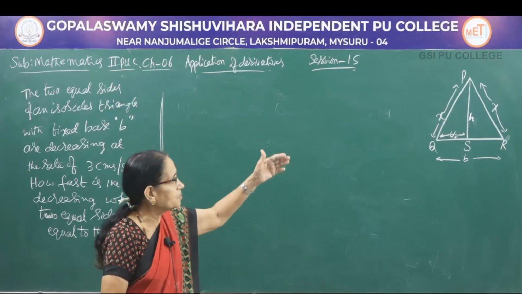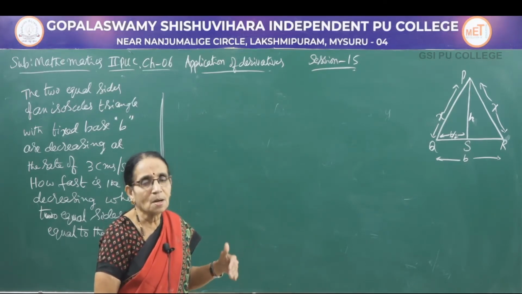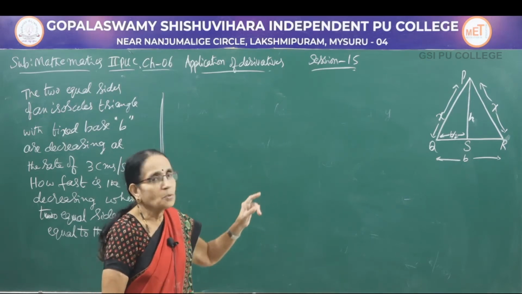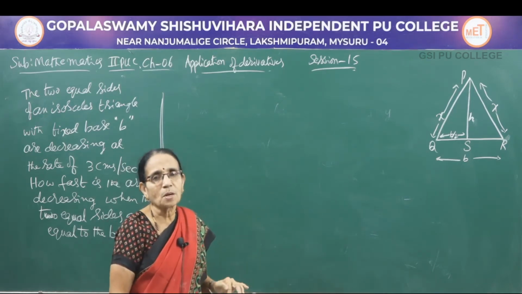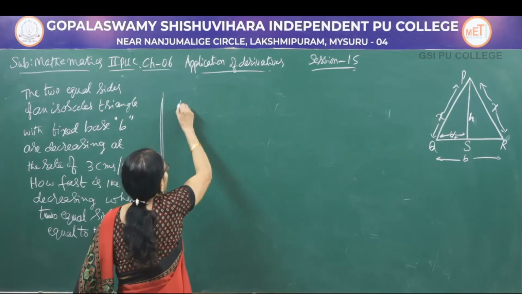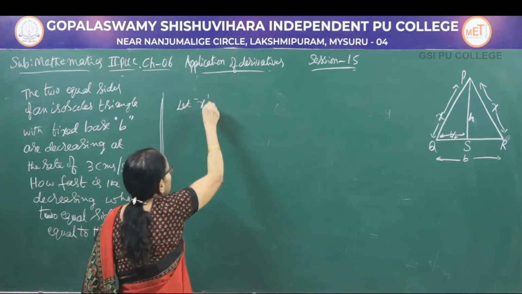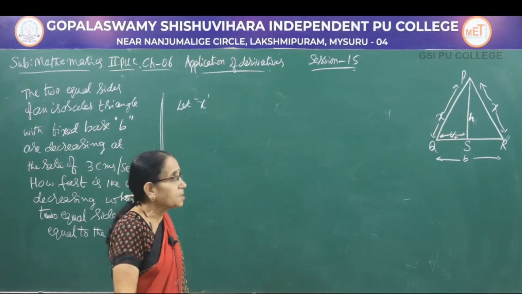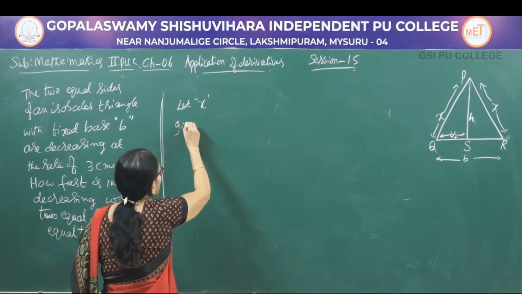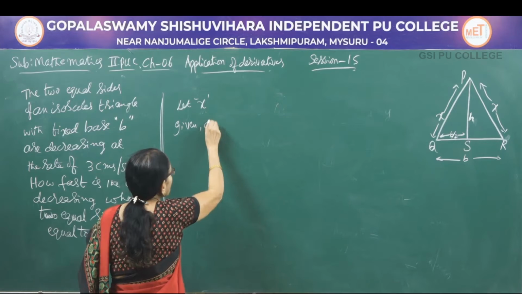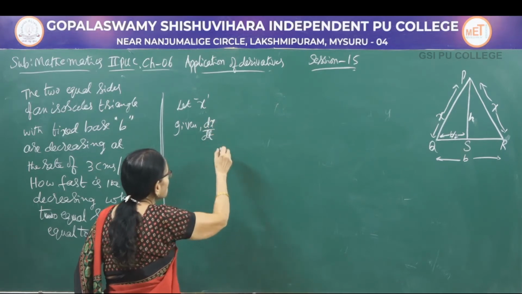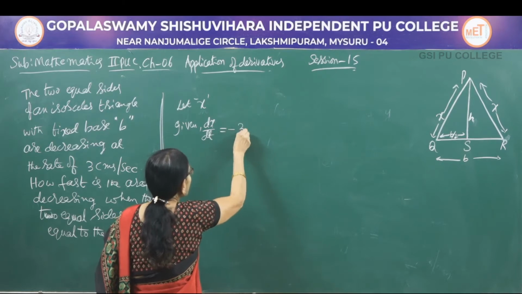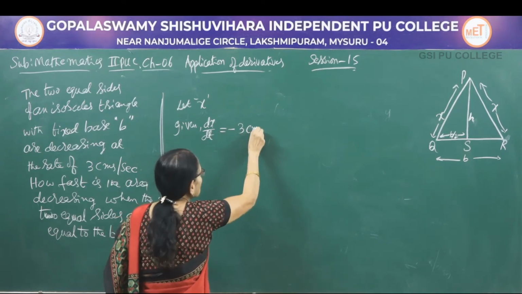So, when the length of both the equal sides is decreasing, naturally the area would be decreasing. At what rate you have to find out. Here I have denoted the equal sides to be equal to x. So, let x be equal to PQ equal to PR. Now, what is given here? It is given dx by dt, the rate of change, decreasing at the rate of, it is minus 3 centimeters per second.